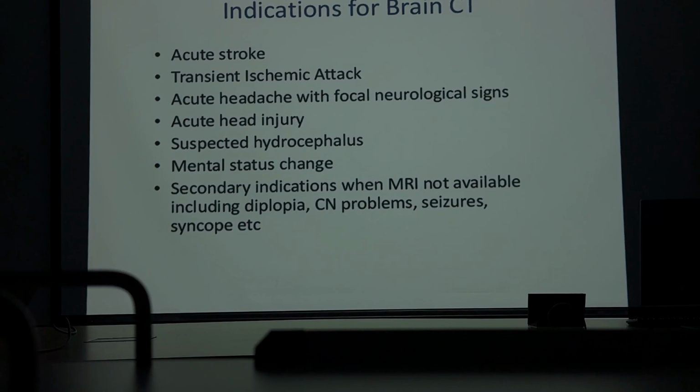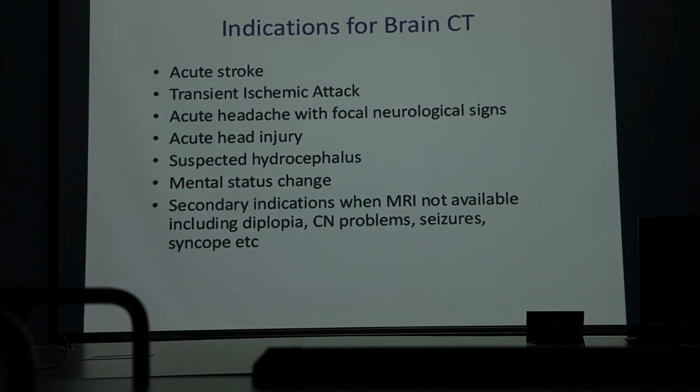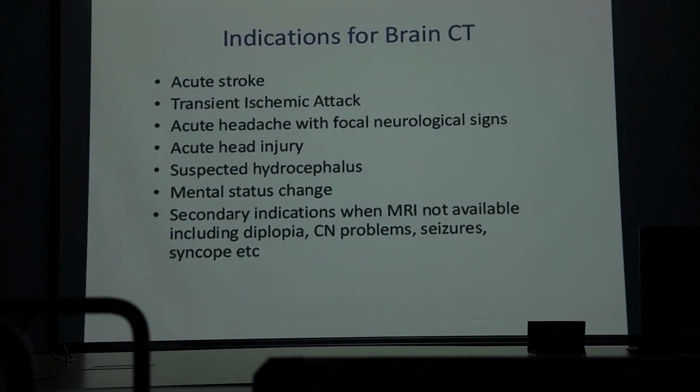Now we come to the clinical indications for brain CT scan. On the top of the list is acute stroke and transient ischemic attack, acute headache of variable causes or acute neurological deficits, acute head injury, suspected hydrocephalus, mental status change, or secondary indications when MRI is not available, including some eye problems, diplopia, CNS, seizure, syncope, and etc.